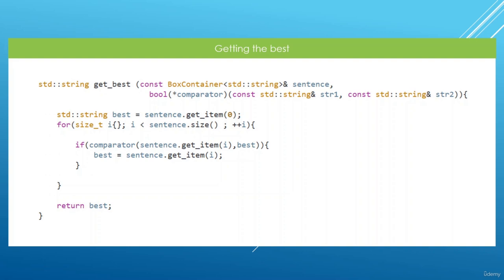We have our getBest function, which is going to get the best things in a box container of things. In this case, we are storing std strings. So we can pass a callback here, and we are also going to pass this as a Lambda function, and we're going to see how this works out.